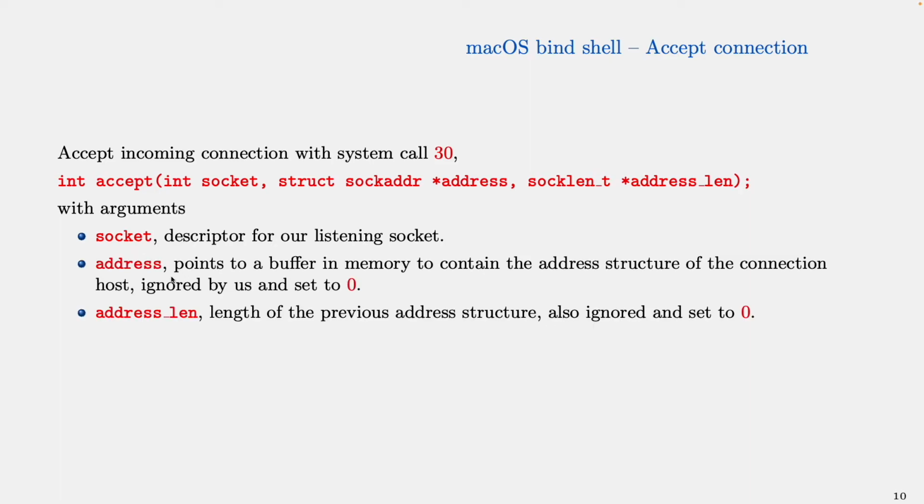The second argument and the third argument are a pointer to a sockaddr structure to contain the address of the connecting host, of the host that connects to us. But we will not use this, so we can simply set it to 0, and accordingly we can simply set the address length value also to 0.